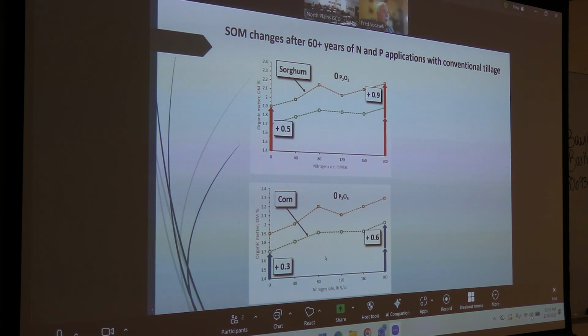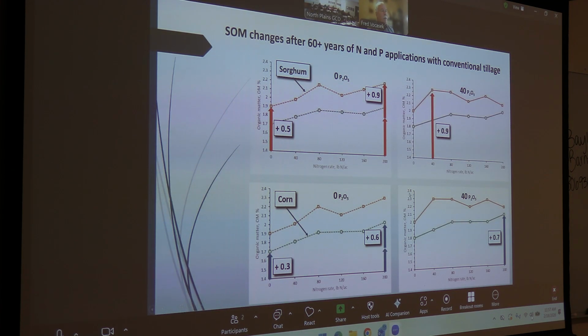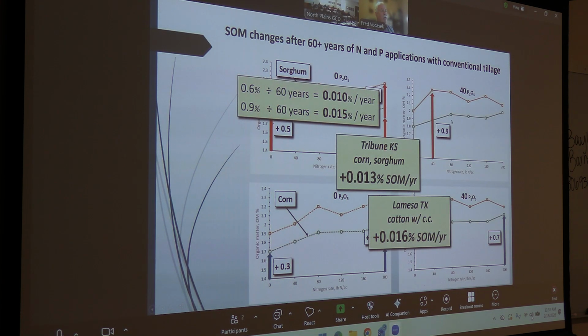So as I look at this, what this tells me is, since there was no fertilizer applied, this 0.3 and 0.5 organic matter increase was due to improved genetics and irrigation. We were able to just increase the yield with those two things over time. Increased yield meant increased not only grain yield, but increased biomass, and eventually that was reflected in an organic matter increase.